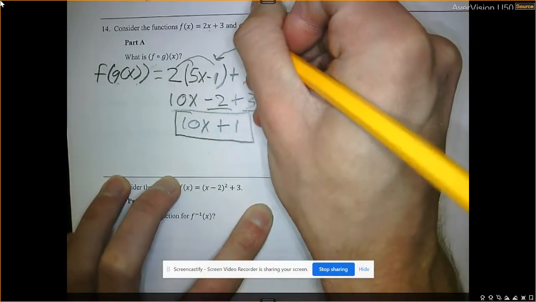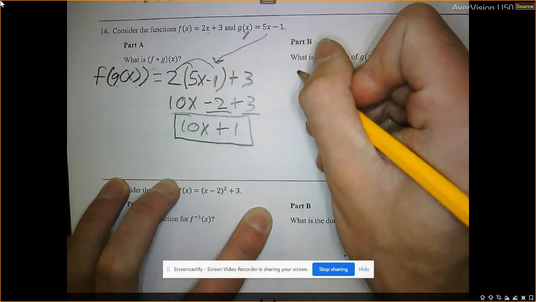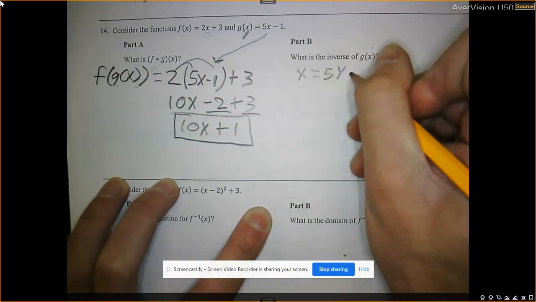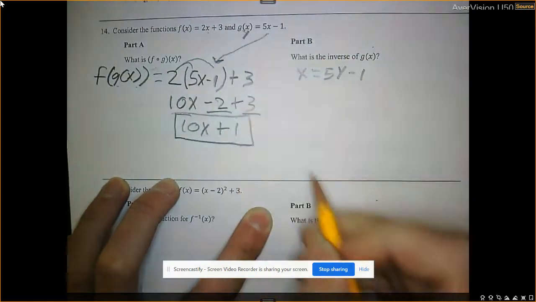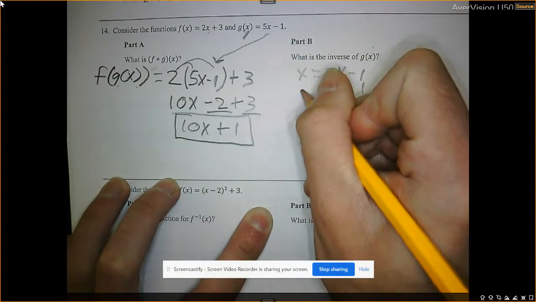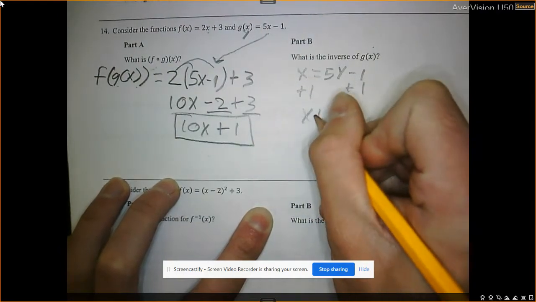Okay, now we're doing the inverse, and we're doing the inverse of g of x. And remember, g of x is just a fancy way of saying y, so I flip my x and y around. I do x equals 5y minus 1. Now I replace the y, flip my x and y around. And then I'm solving for y. Got to add 1 to both sides. That leaves me with x plus 1.